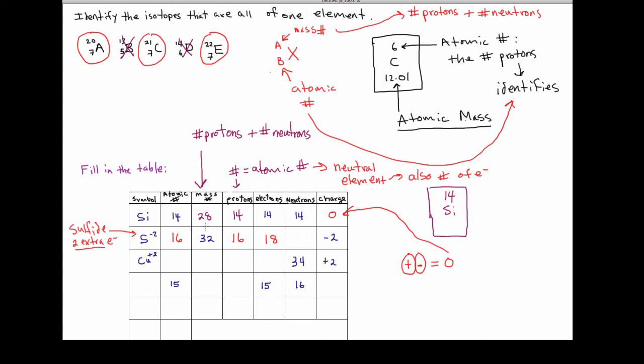Well, come back over here to your mass number and you see that they've given us a mass number of 32, which represents the number of protons plus the number of neutrons. And since the number of protons in this element is 16, then the number of neutrons here has to also be 16. All right, 16 times 2 is 32.